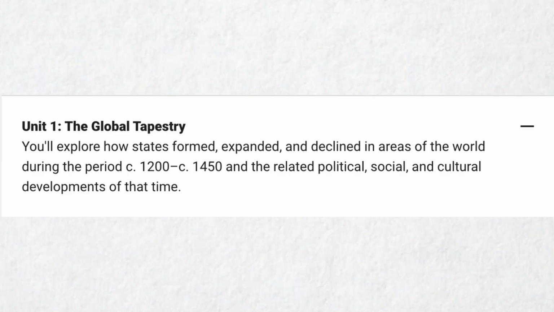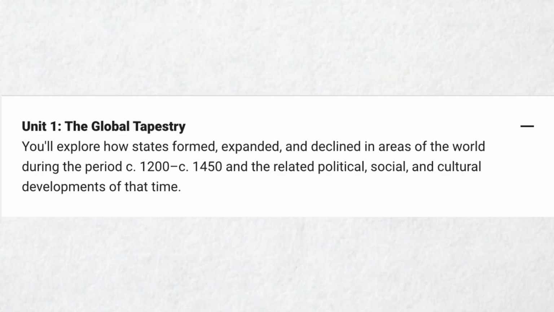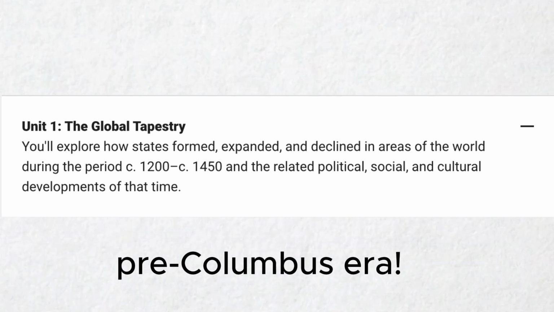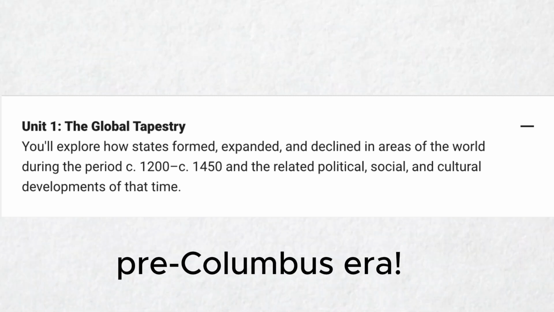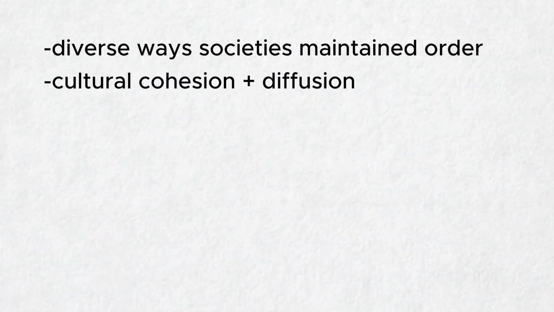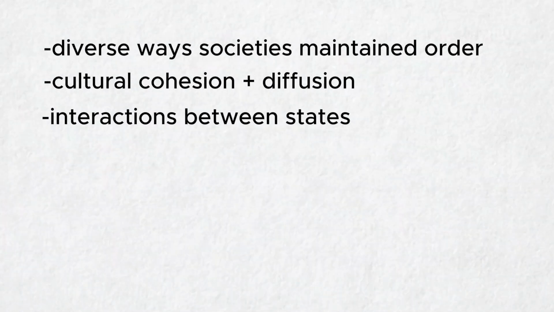Please enjoy. Okay, so Unit 1 examines the major states and empires during the period 1200 to 1450 before the cross-regional connections of the modern era. The main themes you must remember for this unit are the diverse ways societies maintained order, created cultural cohesion and cultural diffusion, and the interactions between states.